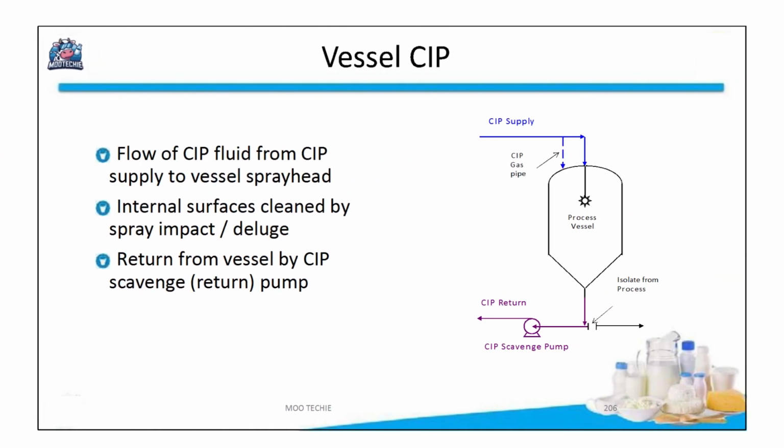Let's discuss how vessels are cleaned using CIP. The flow of CIP fluid goes from the CIP supply unit to a vessel sprayhead located inside the tank. The internal surfaces are cleaned by the spray impact or deluge from this device. The used solution then returns from the vessel via a CIP scavenge or return pump.